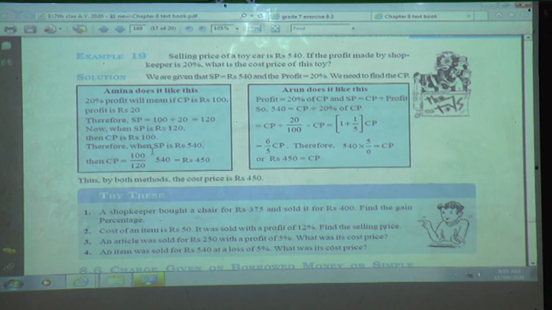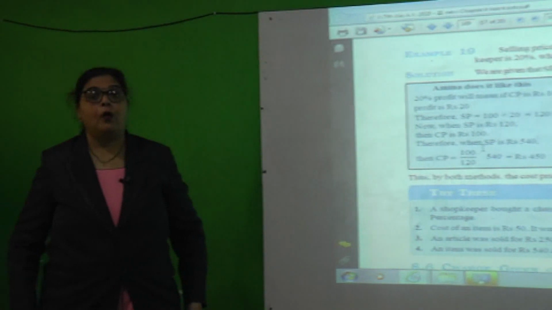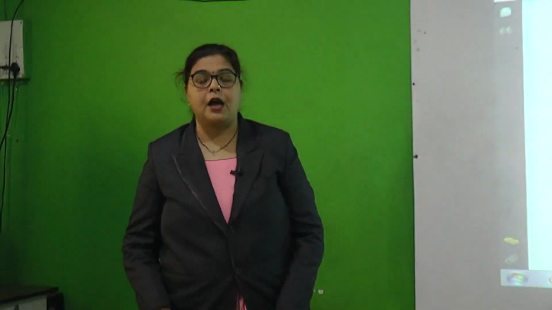I hope, my dear students, you have understood. To practice this, go through the textbook, try to create your own example and try to solve it.